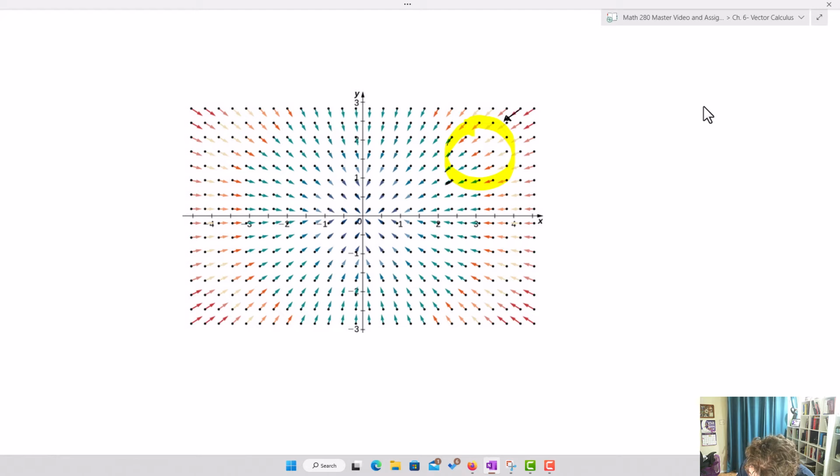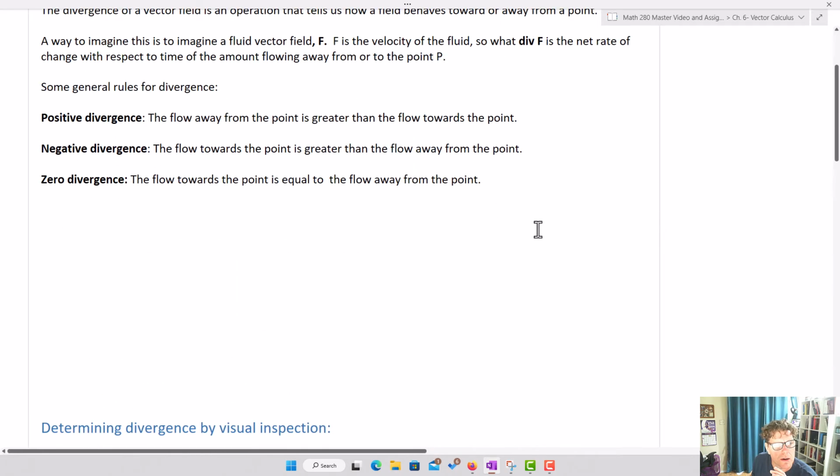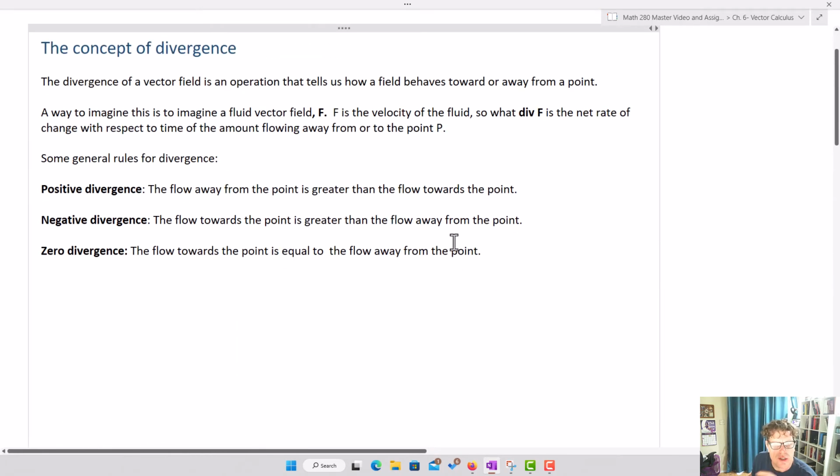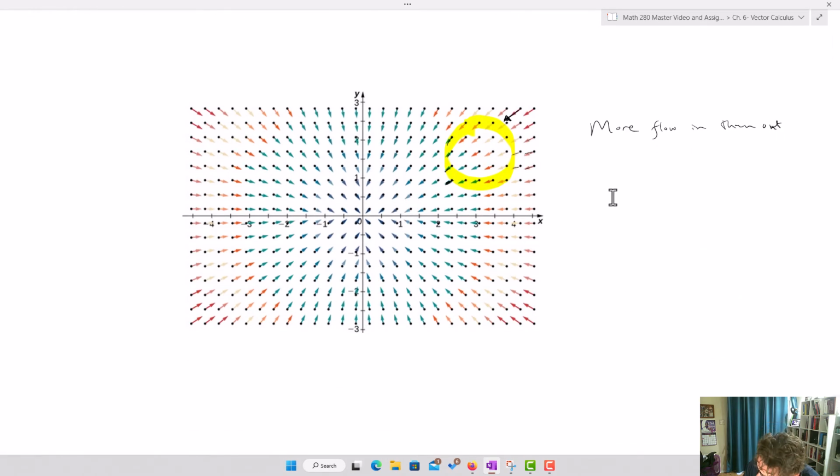Not only that, we can also see that there's some slight changes in terms of the direction. We've just got more flow in, right? More flow in than out. Okay? And so if you remember, when we go back up to our statement, the flow towards the point is greater than the flow away from the point. That's when we have negative divergence. And so you can see, at least in that area, we're going to have negative divergence.